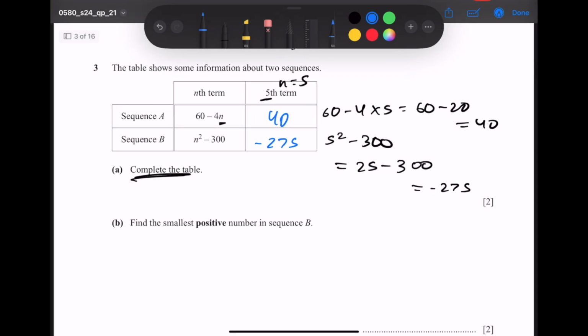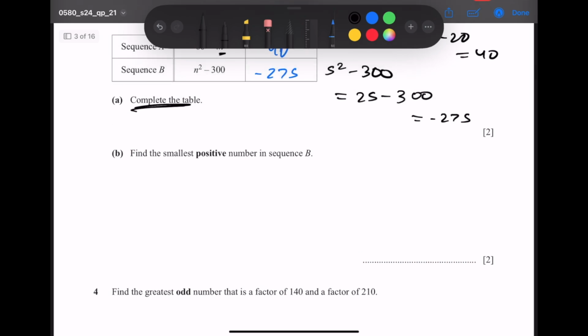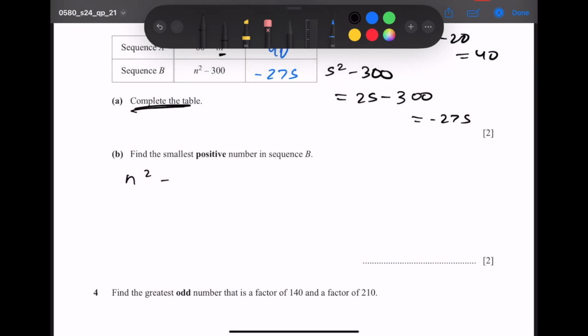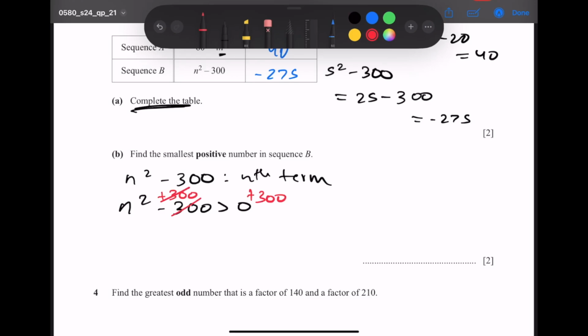Okay, question B. Find the smallest positive number in sequence B. So sequence B is defined as n squared minus 300, which is the nth term. Now, any positive number means that the number has to be bigger than 0. So n squared minus 300 is greater than 0. It can't be greater than or equal to because 0 is not a positive number. So in this case, if we add 300 to both sides, this cancels out, which makes it n squared is greater than 300. Now if we square root both sides, this means that n is greater than the positive square root of 300.